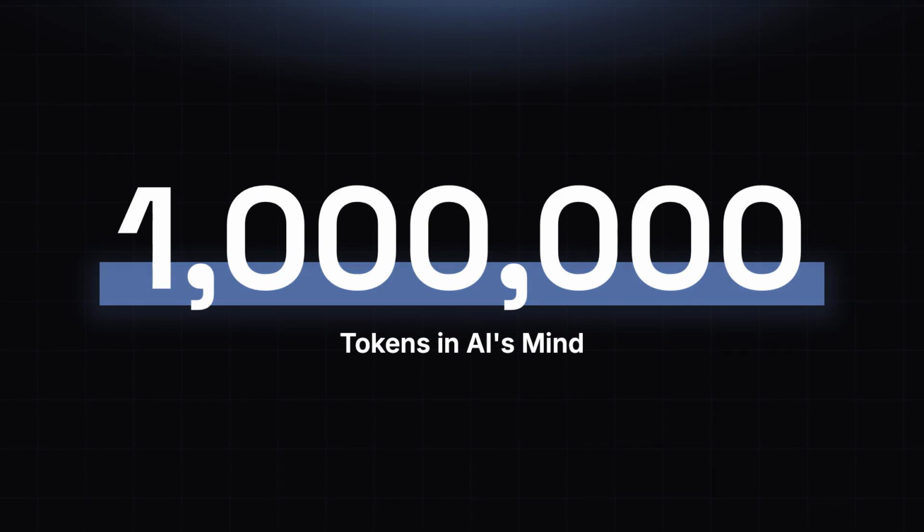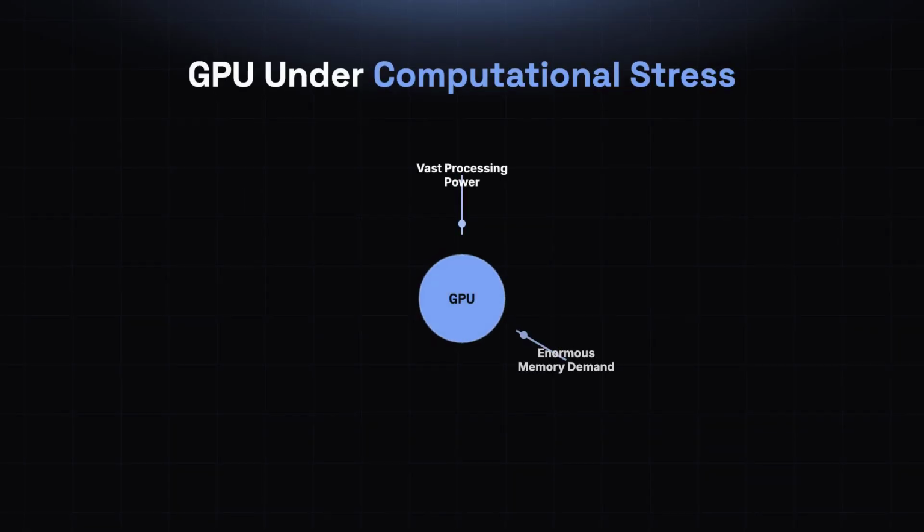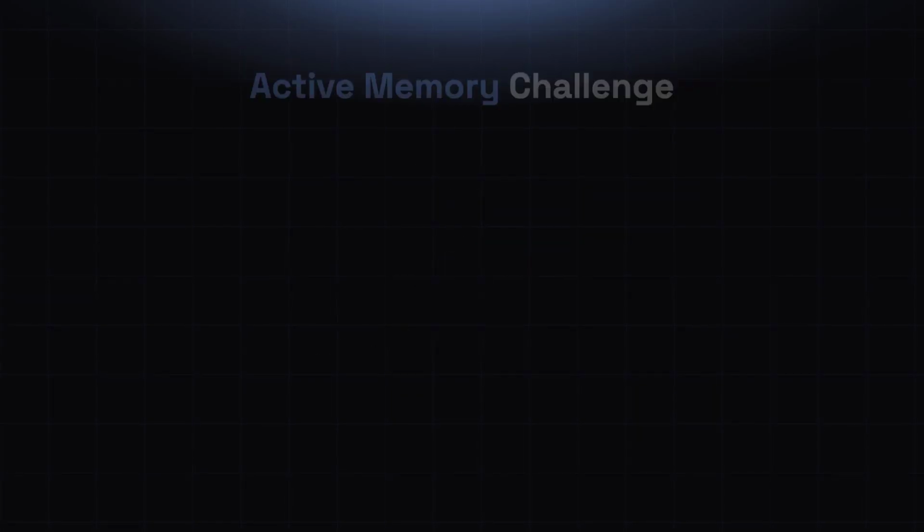Imagine a million tokens in the AI's mind. Each of those million tokens needs to consider its relationship with the other 999,999 tokens. That's nearly a trillion individual connections to calculate. These calculations don't just consume vast amounts of processing power on specialized chips called GPUs. They also demand enormous amounts of memory.